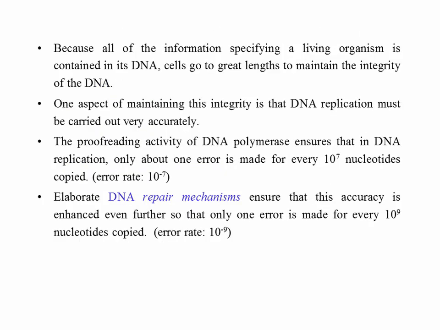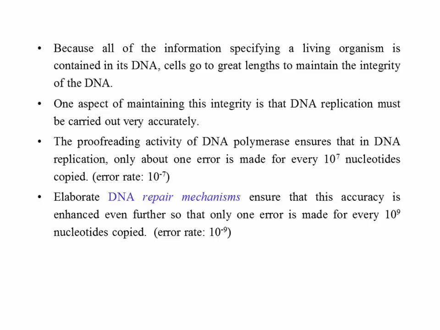Now, because all of the information specifying a living organism is contained in its DNA, cells go to great lengths to maintain the integrity of the DNA. And one aspect of maintaining this integrity is that DNA replication must be carried out very, very accurately, right? The proofreading activity of DNA polymerase ensures this because it is checking its work. Before putting in the next nucleotide, it checks the previous one. So the proofreading activity ensures that in DNA replication, only about 1 error is made for every 10 to the power of 7, about 10 million nucleotides copied. So the error rate is 10 to the power of minus 7.